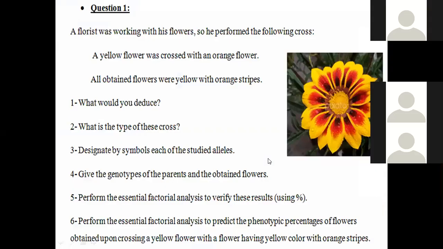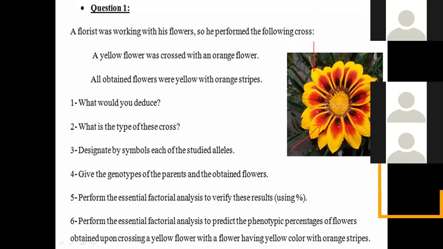Let's move now to our homework. A florist was working with his flowers. First of all, I have to read the question carefully before I start. He performed the following cross. A yellow flower was crossed with an orange flower. All the obtained flowers are yellow with orange stripes, like the one shown in this figure. We have yellow color and orange color. Both of them are found in the flower.